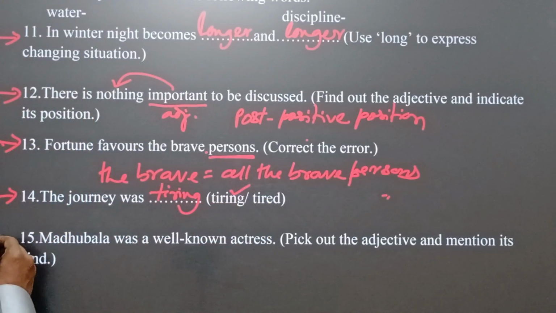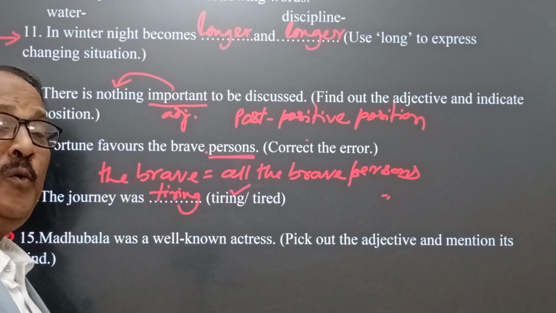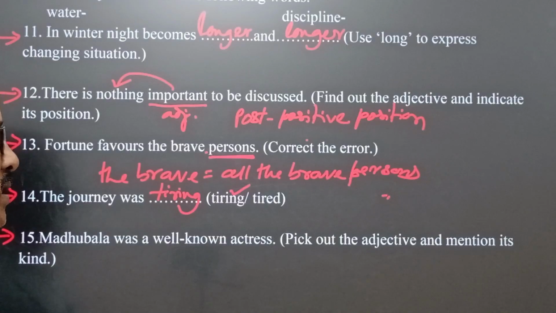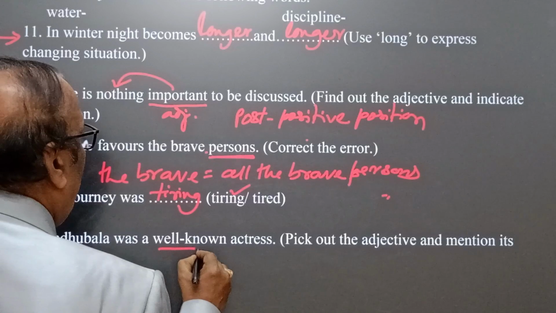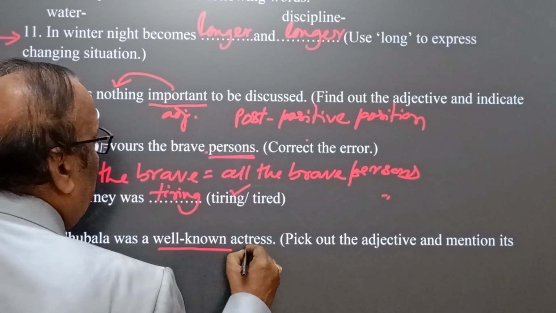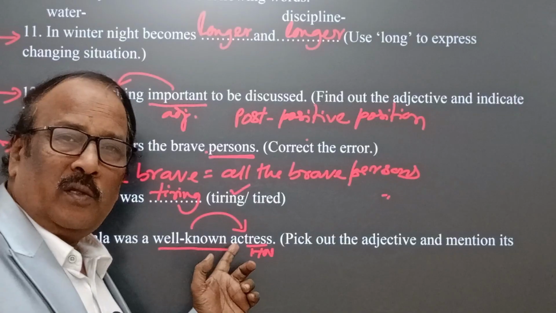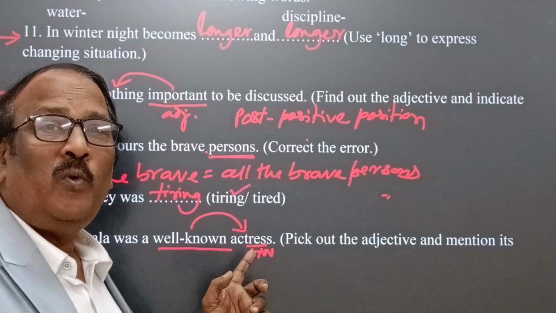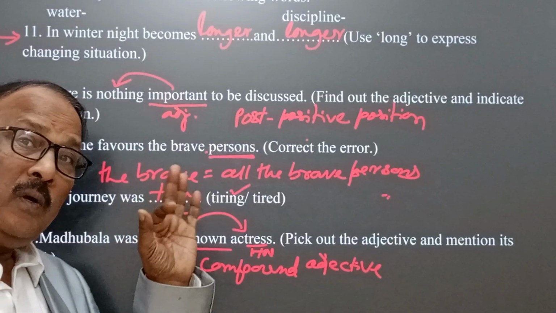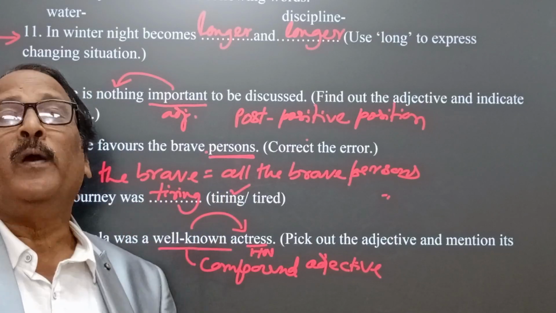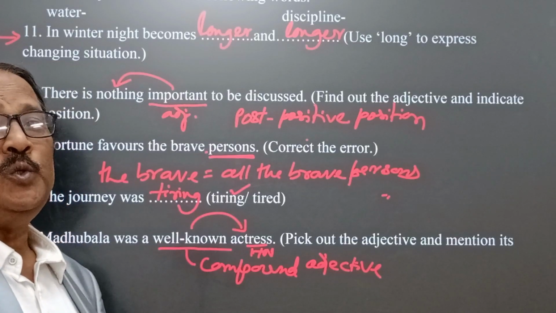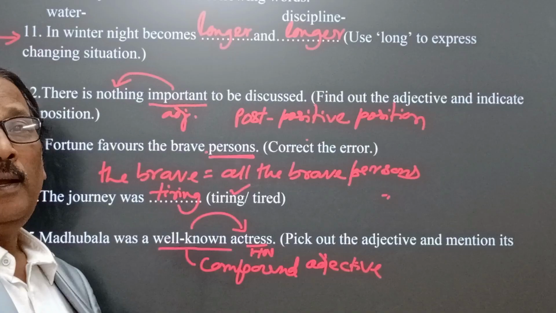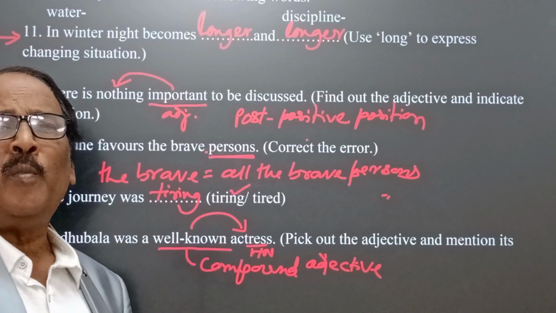Now come to the last question here, question number 15. Madhubala was a well-known actress. Take out the adjective and mention its kind. Here the adjective is well known and it qualifies the head noun actress. Well known is the adjective and it is a compound adjective because here we have two words, well known. Whenever two or more words are used to qualify the head noun, that is what we call compound adjective.